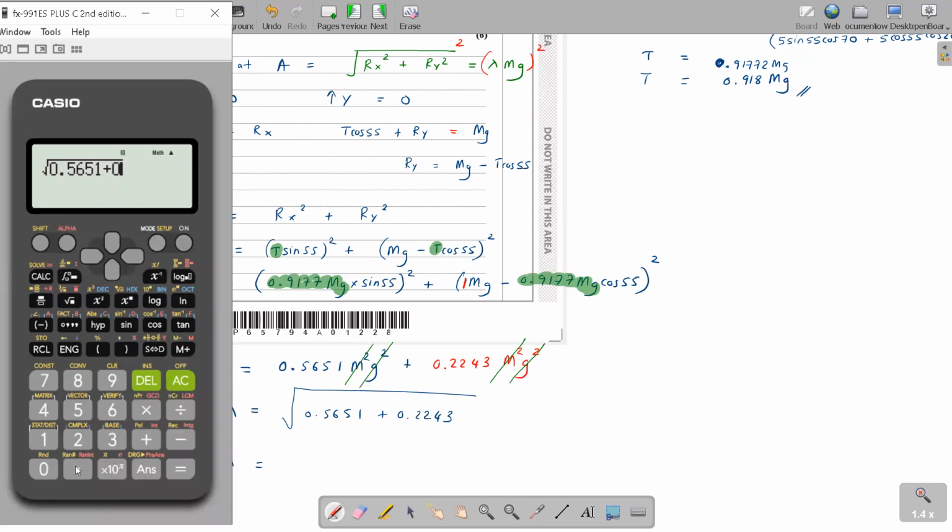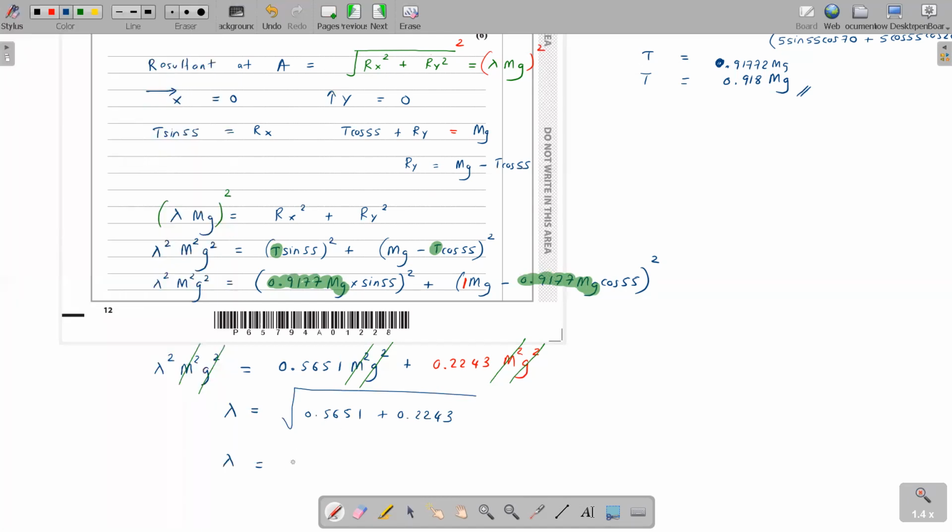0.5651, 0.2243. So that gives me the value 0.888. So 2SF answer is 0.89. Okay.